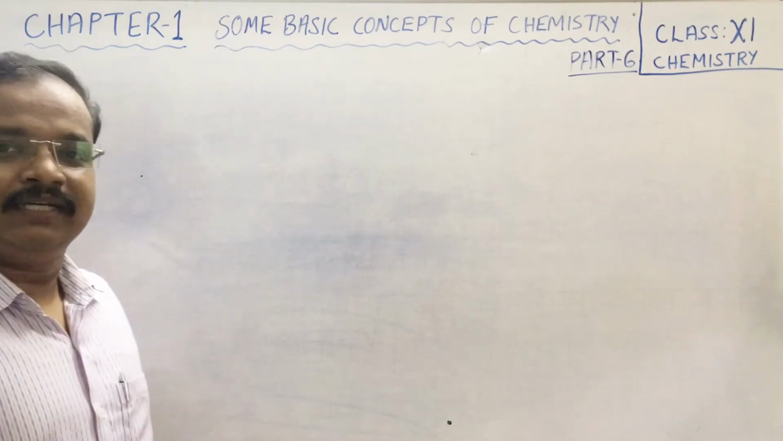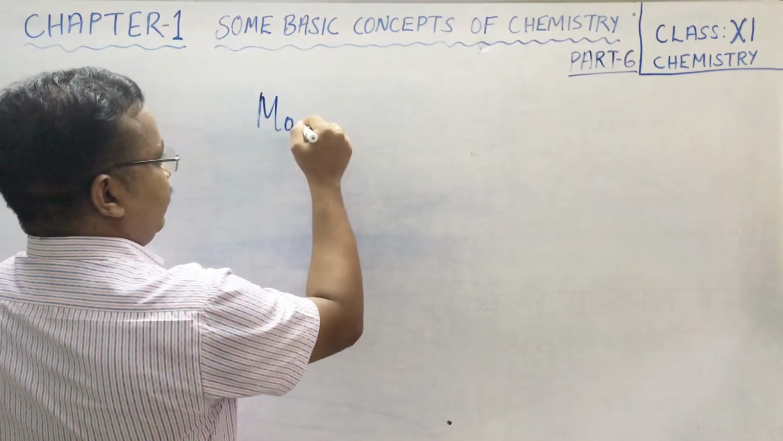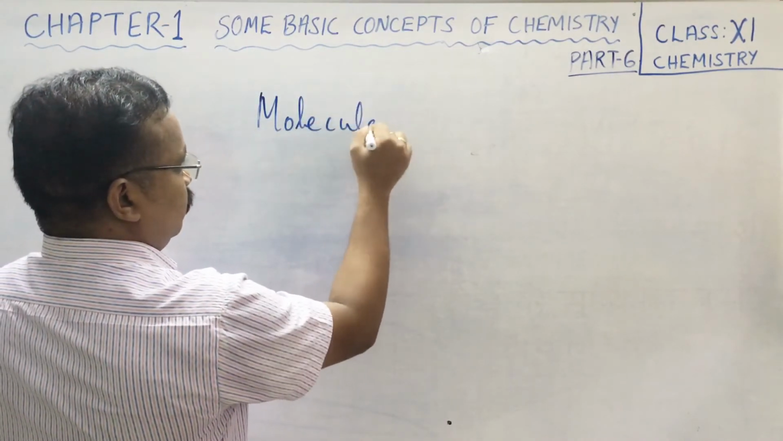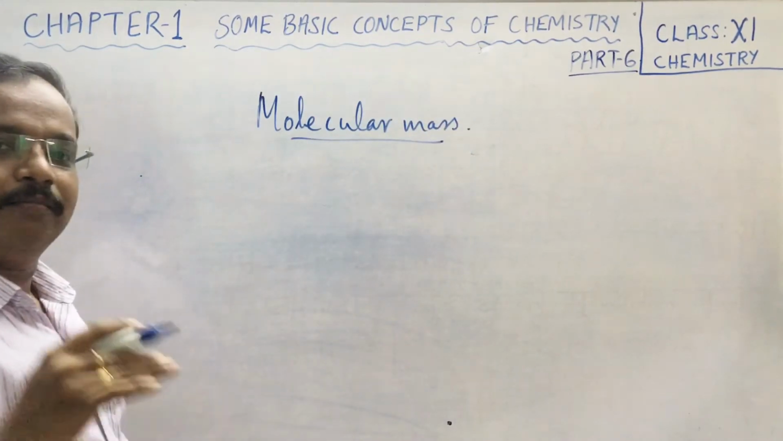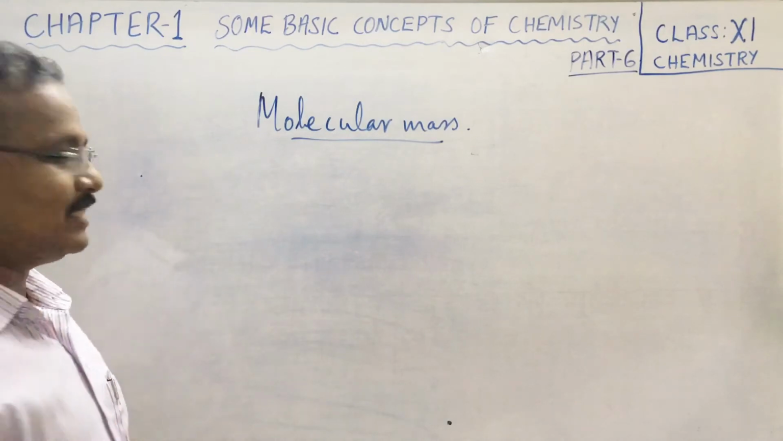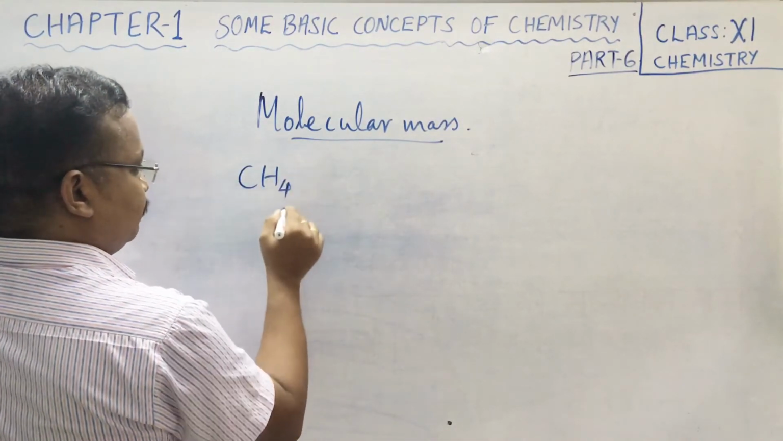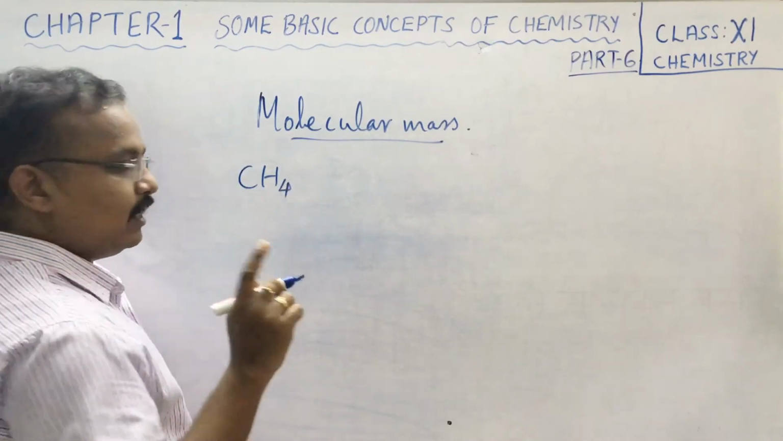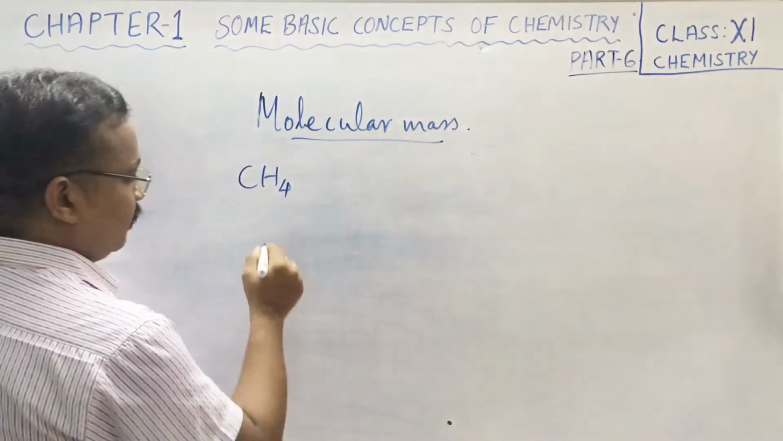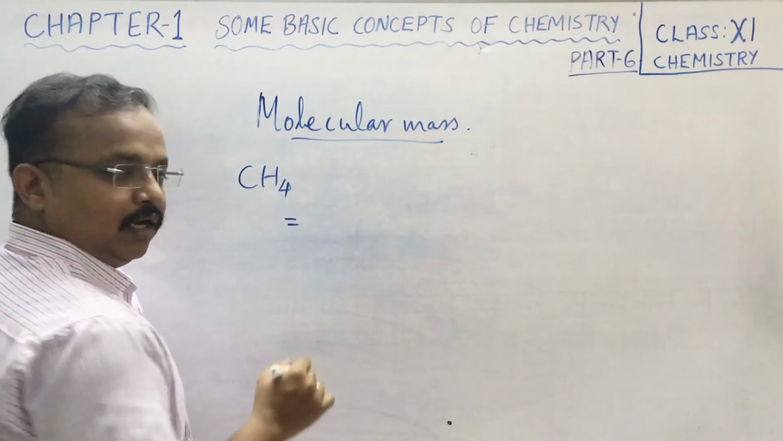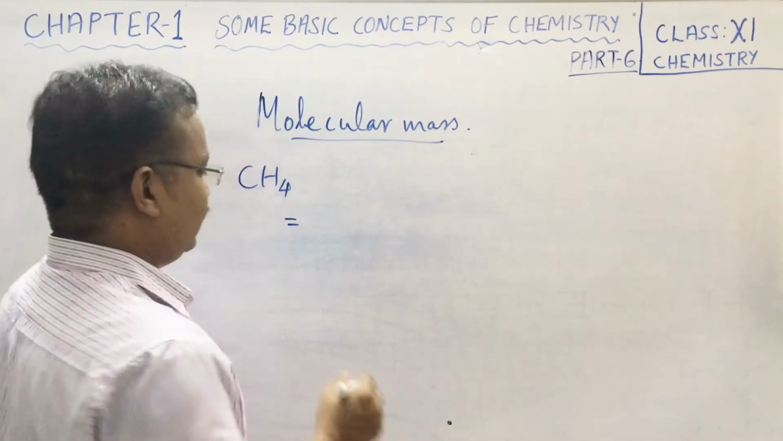Next we have molecular mass. Already we have discussed atomic mass; let's discuss molecular mass. The mass of a molecule is called molecular mass. Let's take the example of the methane molecule. Methane contains 1 carbon and 4 hydrogen atoms. Now, what is the atomic mass of carbon?